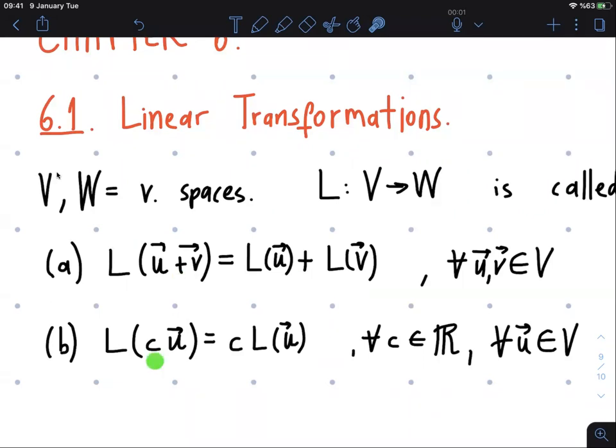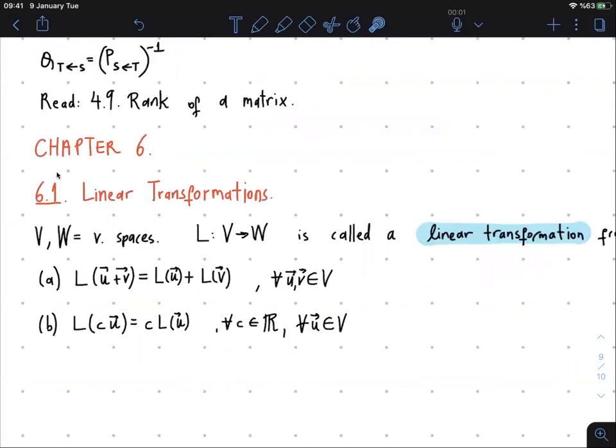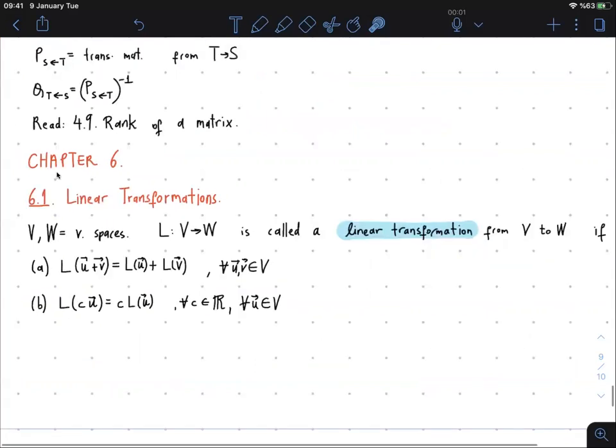And same thing is true for scalar products. This scalar product is the scalar product in the V space, and this scalar product is in the W space. They can be different things. Okay. Now we just gave the definition, and we will see some examples of it, and then we will see why we define such things. Okay, any questions?